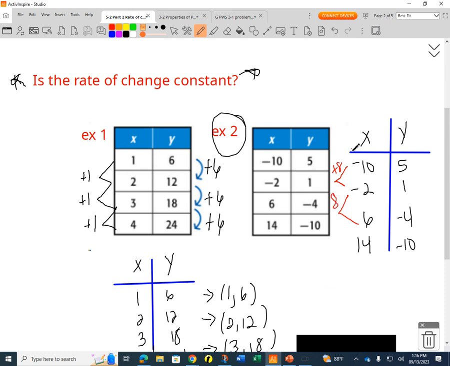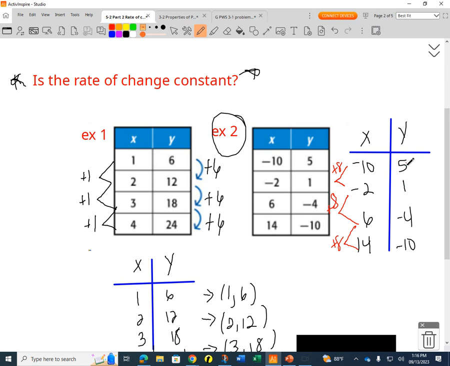If you want to know the difference, you just subtract these. So on your calculator, you do 6 minus negative 2, and it would give you that difference. Now, from 6 to 14, can I just add 8 again? Right, 6 plus 8 is 14. So right now, it looks like this is a constant rate of change. But I have to check my y's now.